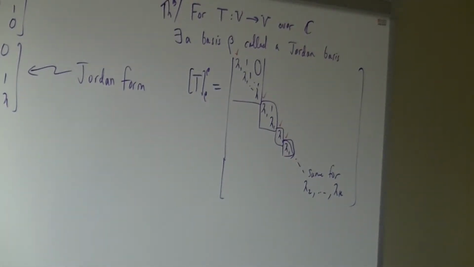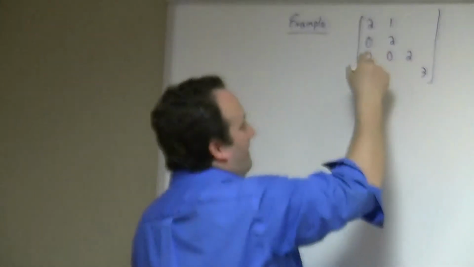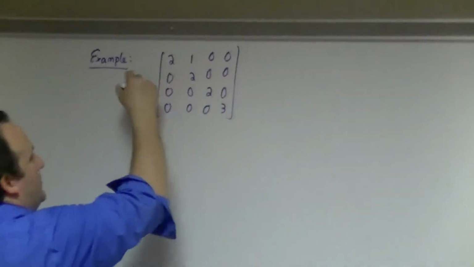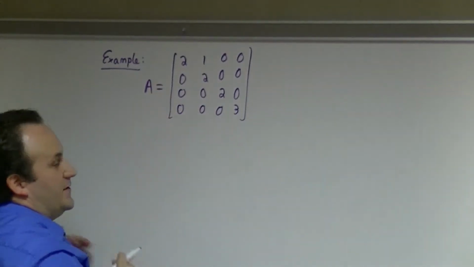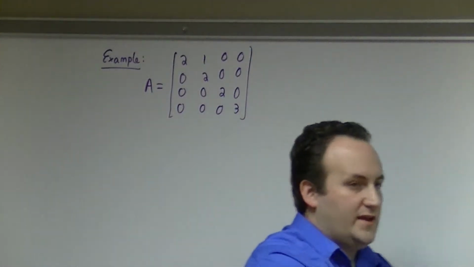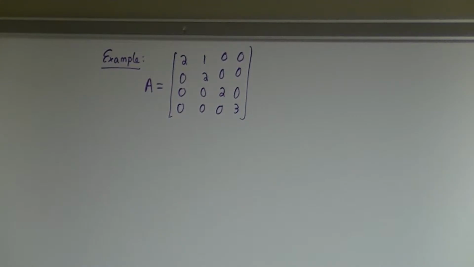Let me look at a specific example because it's hard to see what I'm saying when we look at a general example like that. So let's look at something more specific. Suppose I have, let's say, 2, 1, and then let's say 2 and 3. So 4 by 4, okay? To keep it simple, I've already put the matrix into Jordan form. I want to understand what it means when a matrix is in Jordan form. What does that say about the standard basis with respect to the matrix?